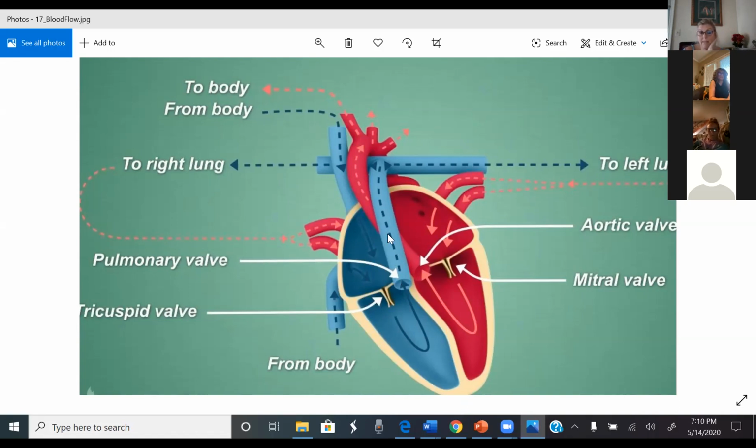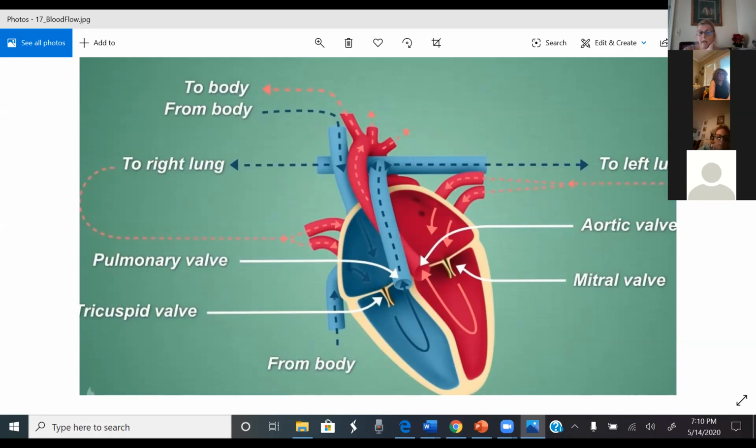And then what is this? The pulmonary artery, because it's going to the right lung and to the left lung. Then it comes into the left atrium, and then the left ventricle, this big one down here. Then it goes through the valve to the aorta, and then to the body.